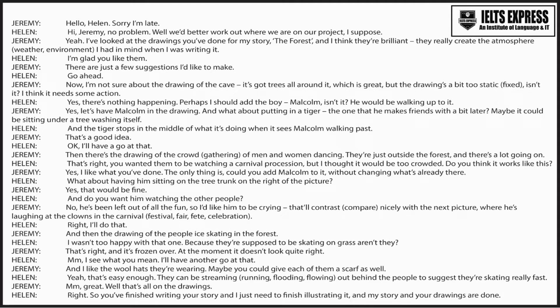You will hear two students called Helen and Jeremy, who are studying creative writing, discussing a project for their course which involves writing and illustrating stories for children.